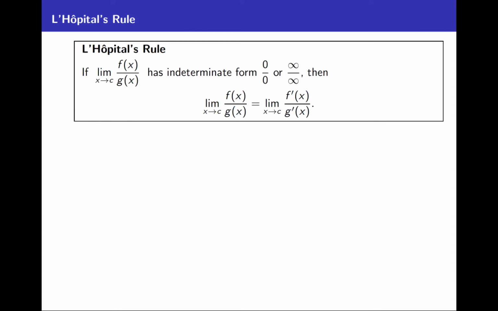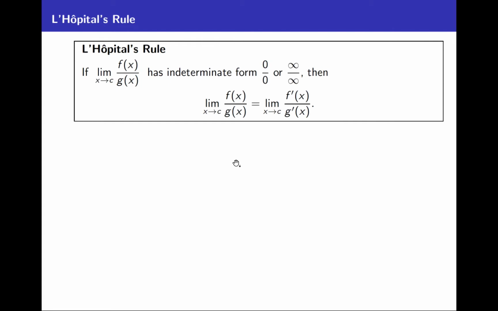It reads as follows. If the limit as x approaches c of f of x over g of x has indeterminate form 0 over 0 or infinity over infinity, then the limit as x approaches c of f of x over g of x equals the limit as x approaches c of f prime of x over g prime of x.